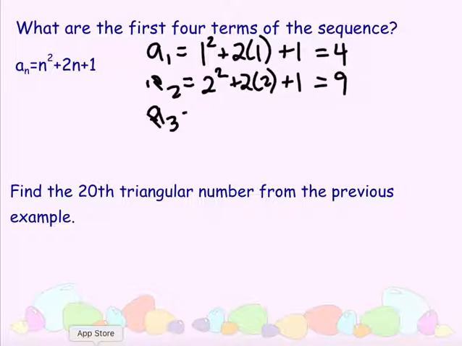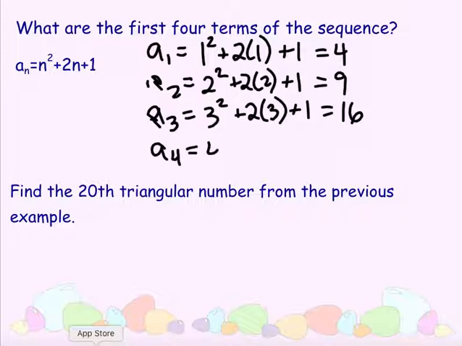A sub 3, 3 squared plus 2 times 3 plus 1, so we have 9 plus 6 plus 1 is 16. Interesting pattern so far. A sub 4, we have 4 squared plus 2 times 4 plus 1. So we have 16 plus 8 plus 1, and you probably have guessed it, this one is 25.